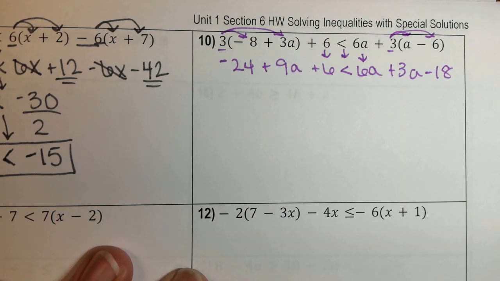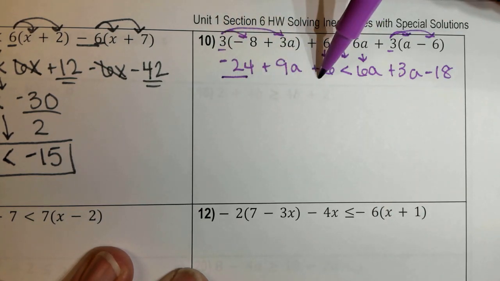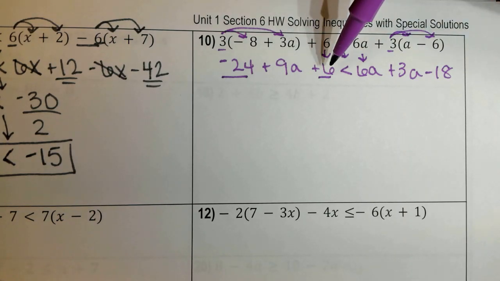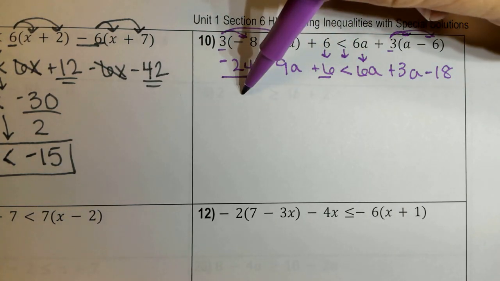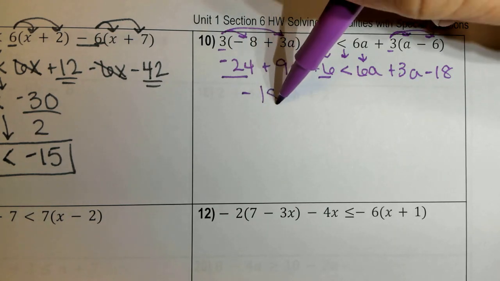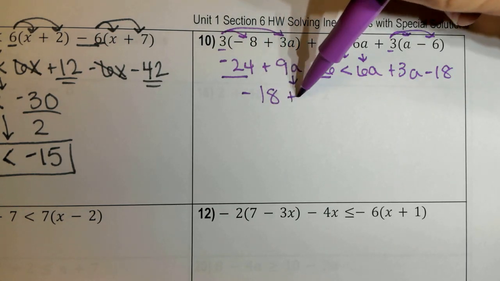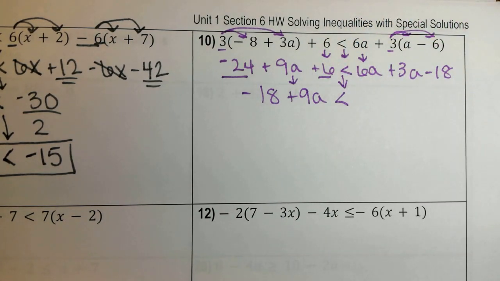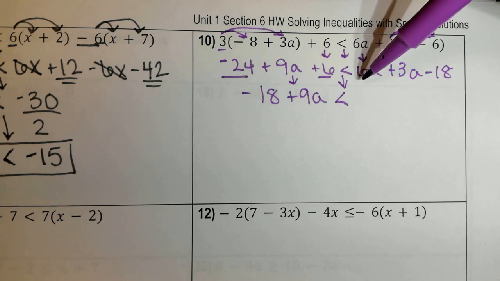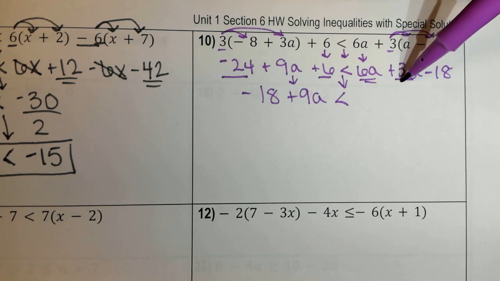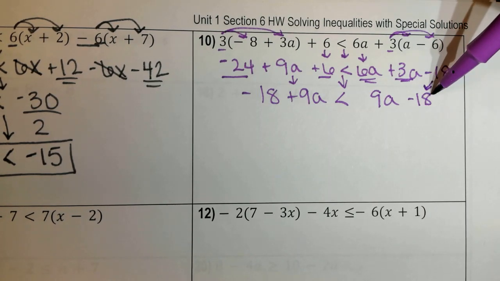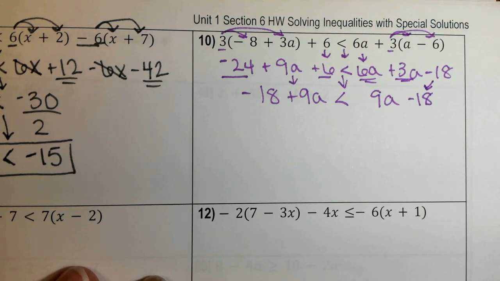Okay, now we're going to combine like terms. So on the left side, between these three numbers, I have two numbers I can add or subtract, whatever you want to call it. So I have 6 minus 24 is negative 18. My 9a doesn't change. My inequality is still here. On the right side, I have 6a plus 3a. That is 9a. And my negative 18 did not change.